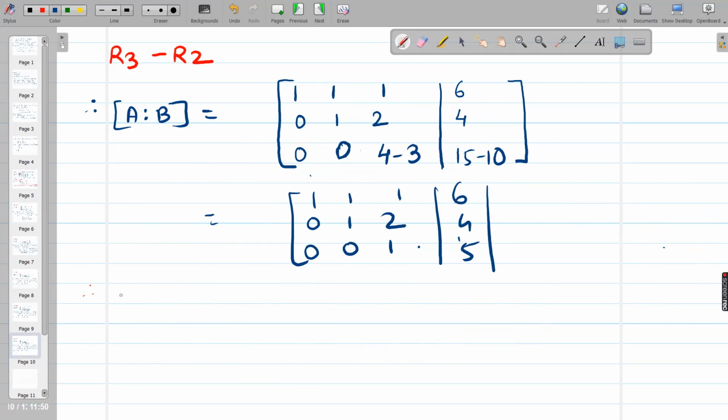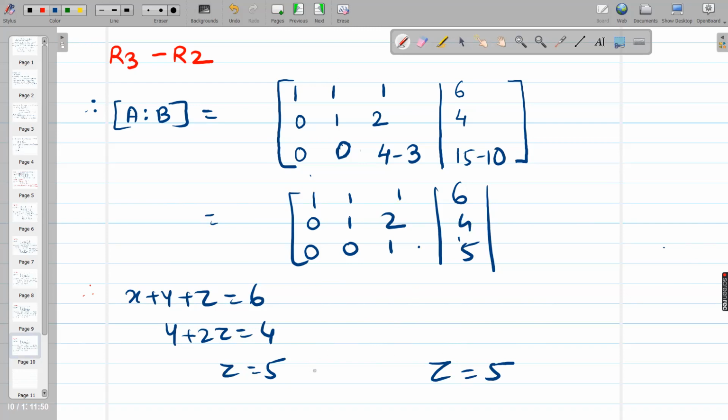So I'm getting 3 equations: x plus y plus z is equal to 6, y plus 2z is equal to 4, and z is equal to 5. So in this case, I'm getting the value z equal to 5. Then I will use the back substitution method. This is my first, second, and third equations. From the third equation, I'm substituting z equal to 5 in the second equation. So I get y plus 10 equal to 4, which gives me y equal to minus 6.